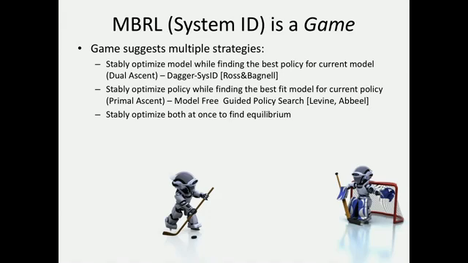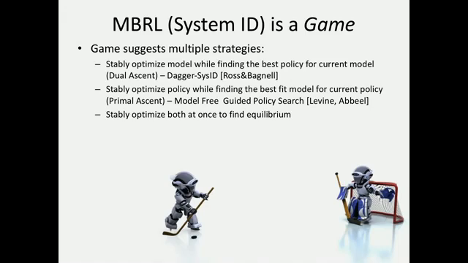But one version of this is the approach I just described, the data set aggregation for system identification, where we're stably optimizing the model, meaning we're making slow changes to our view of how the world works, while in the inner loop, we're finding the optimal policy for that slowly changing thing. Okay? And that's one version. You can also look at the dual of this.